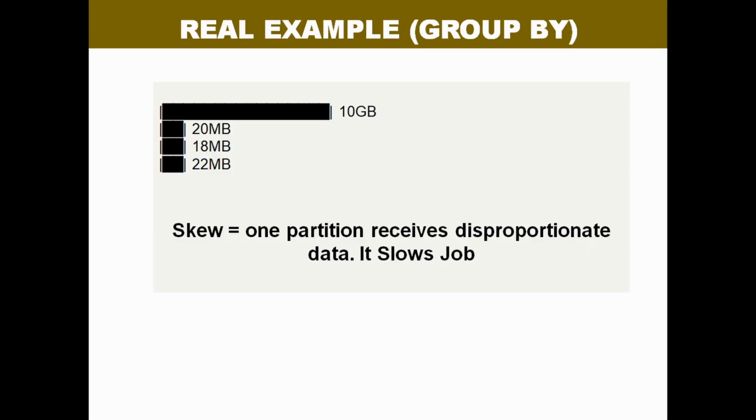Now imagine one key has 10 gigabytes of data. Other keys have only 20 megabytes. One reducer will become overloaded. Other reducers may finish quickly. But the Spark job finishes only when the slowest task completes. That is data skew. Data skew does not increase total data volume. It destroys parallelism. We covered this in detail in a previous video. You can have a look at that as well.